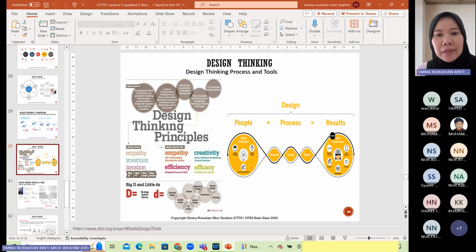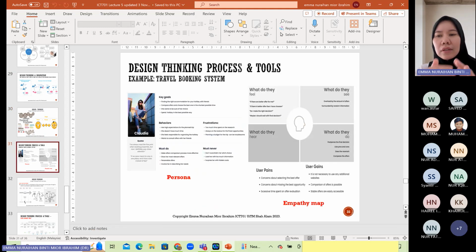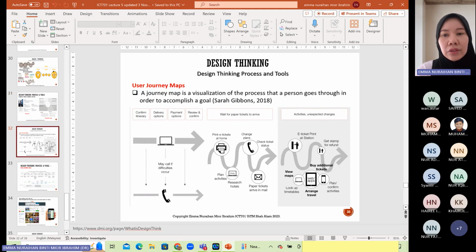So in the design thinking process, there are a lot of steps involved, especially when you want to design a product, you must understand the customer, the user. So this is an example of the process in design thinking, I'm sure you have gone through this. First of all, you need to understand your user, you create your persona, empathy map. And then after that, user journey maps, because we want to understand, for example, when you make a booking, like a travel booking. So you need to understand your user journey map.